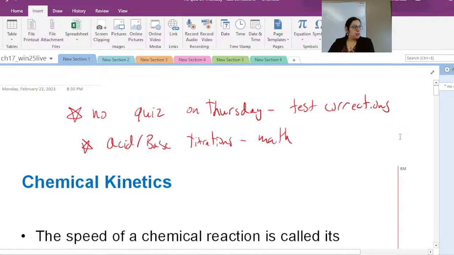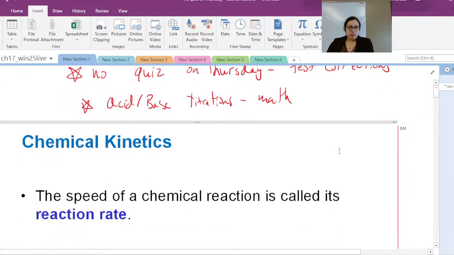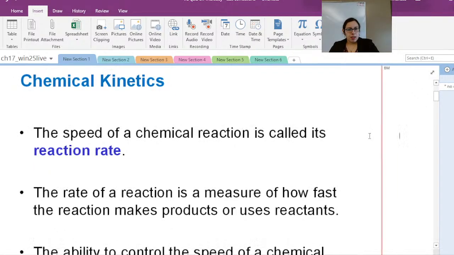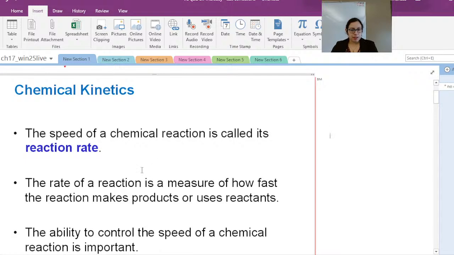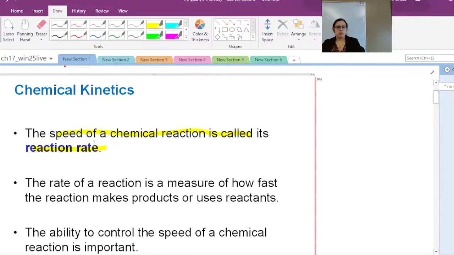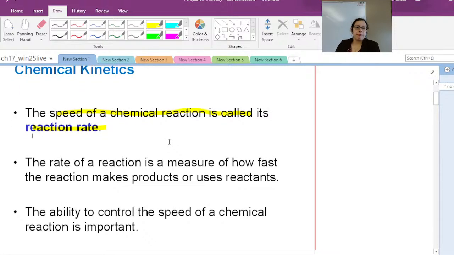So, all right, let's dive into chemical kinetics now. Kinetics, of course, deals with how fast a reaction is going. So the speed of our reaction, our reaction rate. It's a measure of how fast either the reaction makes products or uses reactants.